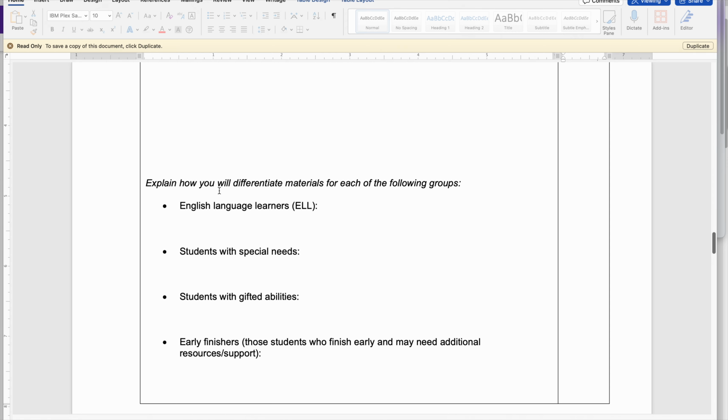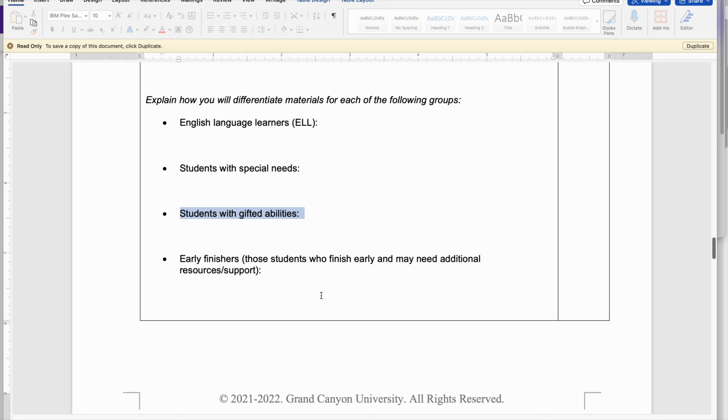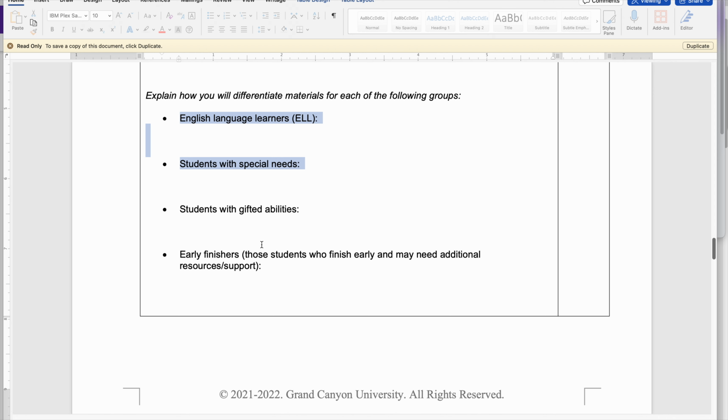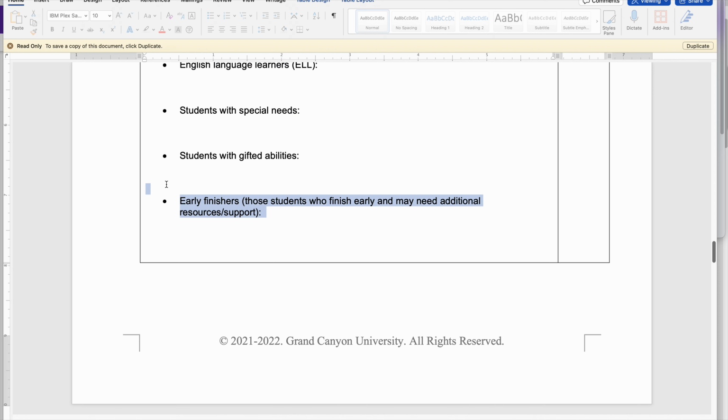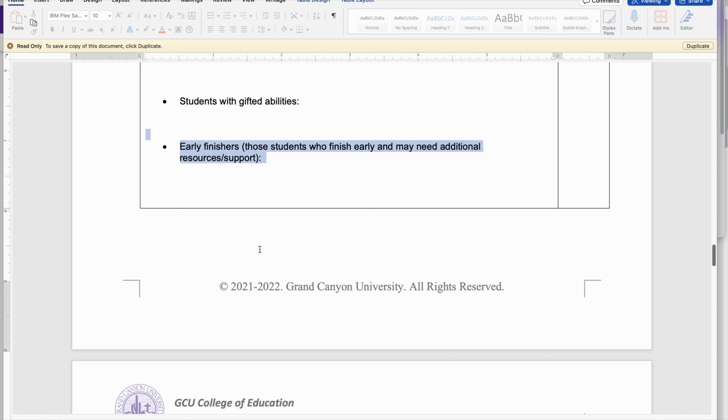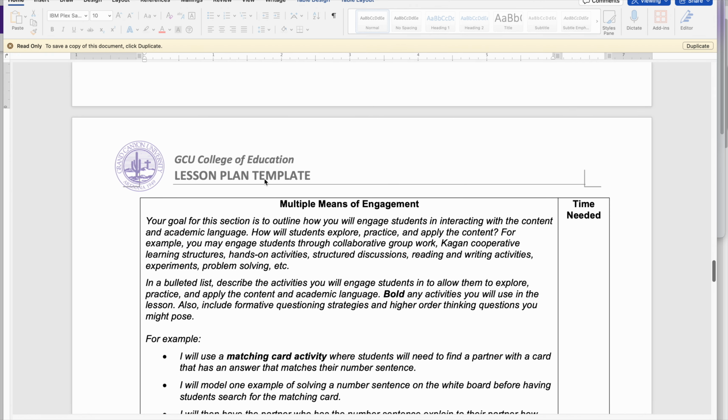And then you're going to explain how you would adapt this. If students don't speak good English, how are you going to work with them? If students have special needs, like special education students, are you going to have your paraprofessional work with them? If students are gifted and they finish early, what are you going to do with them? Hint, hint, it's pretty cool to have them working with other students in a peer-to-peer environment. Same thing for those who are early finishers. They might need something to keep them busy, which could just be a deeper, more interesting look at the concept.